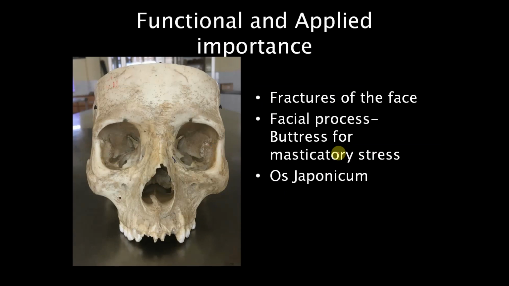The zygomatic bone is a prominent feature on the face, and because of this, it is often involved in fractures of the face and the zygomatico-maxillary complex. The facial process is a very thick part of bone which serves as a buttress, meaning it transmits the masticatory stresses from the molar and the premolar areas to the base of the skull. In certain populations, the zygomatic bone is seen as two segments, a large superior segment and a smaller inferior segment, which is called the os japonicum.